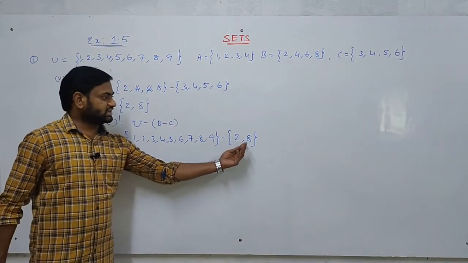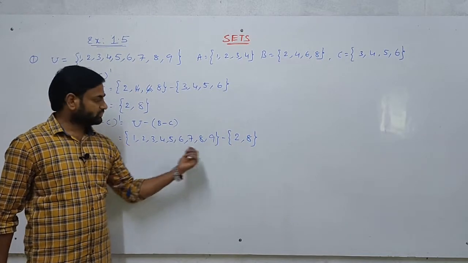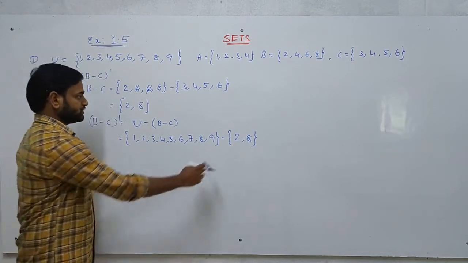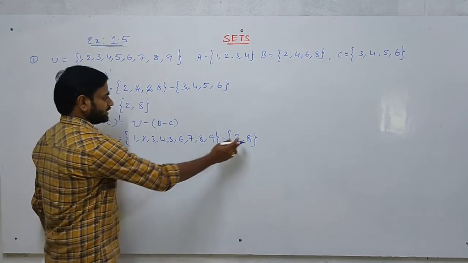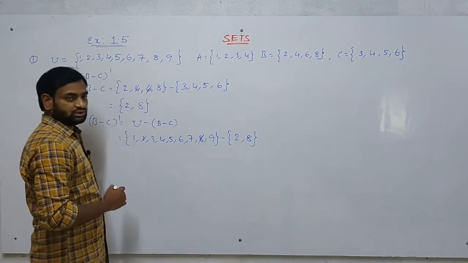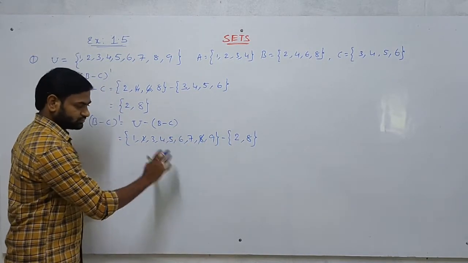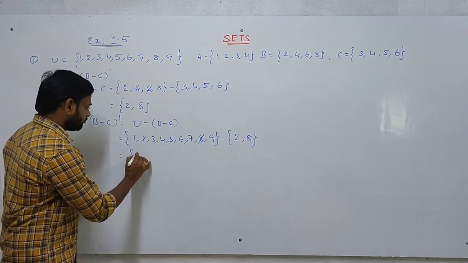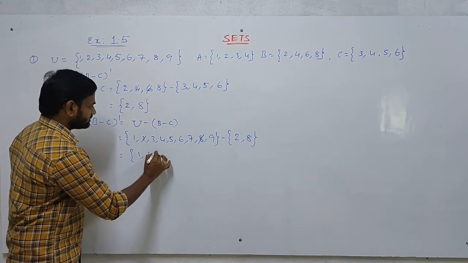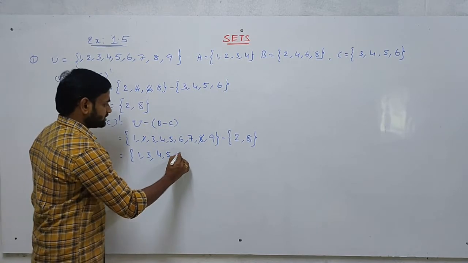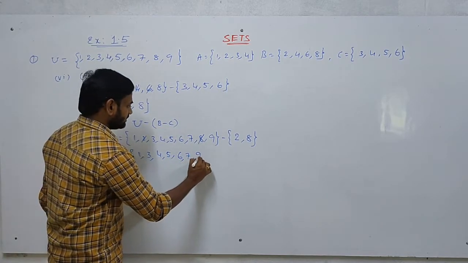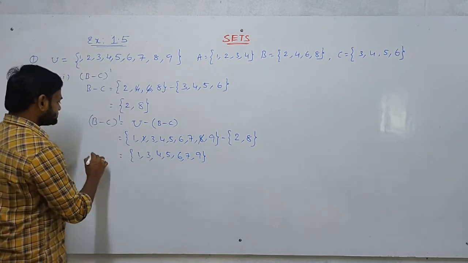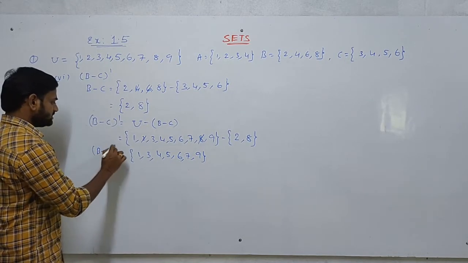So, eliminate these elements, this 2, 8, from this set. Here 2 is there, 2 cancel. 8 is there, cancel. Now, what are the remaining elements? Just write down. That is 1, 3, 4, 5, 6, 7, 9. That is b minus c whole dash.